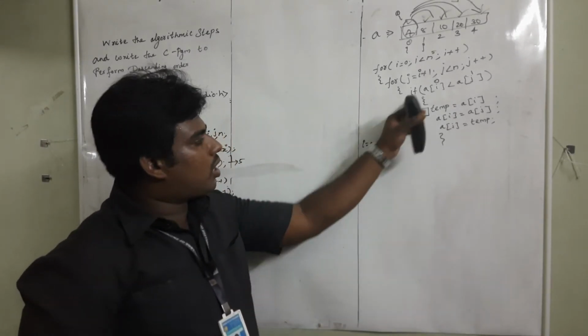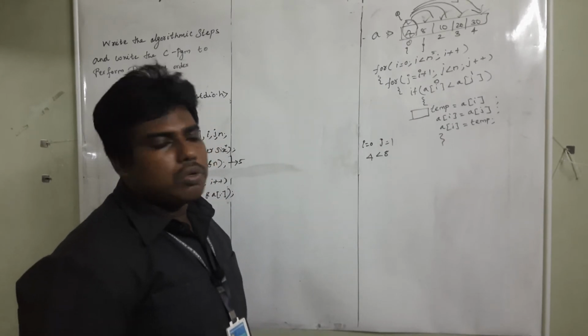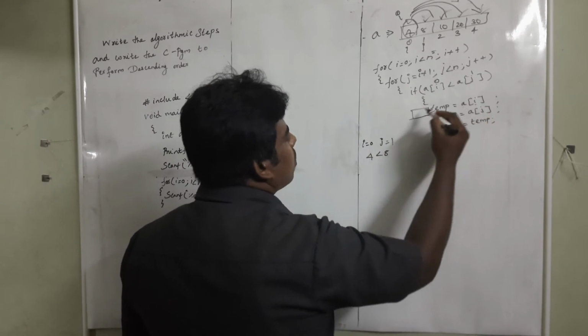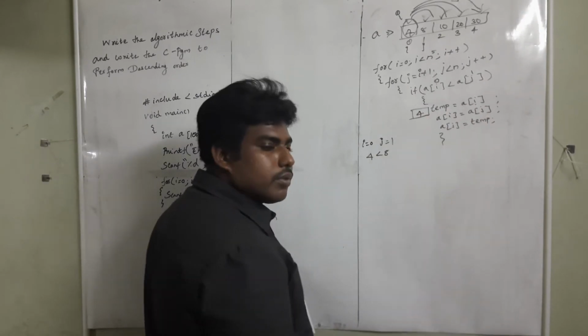Condition true or false? 4 less than 8. Condition is true. So what will happen? What is a of i? A of i is nothing but 4. 4 will be stored in temp.